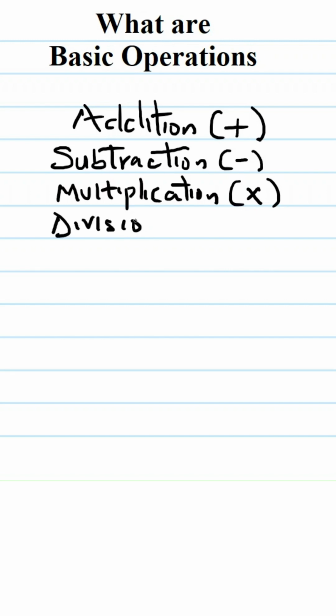Then we have multiplication, the symbol is like a star. Then we have division, the symbol is like a dash with a dot on both sides, or you can use a forward slash. So these are the foundation of all calculations in arithmetic, algebra, and even advanced math.